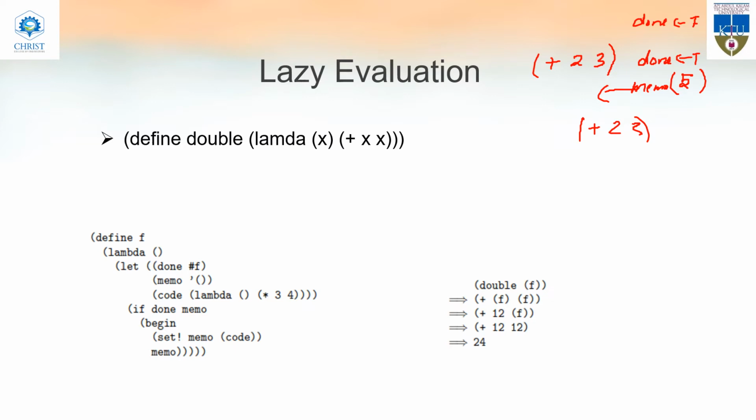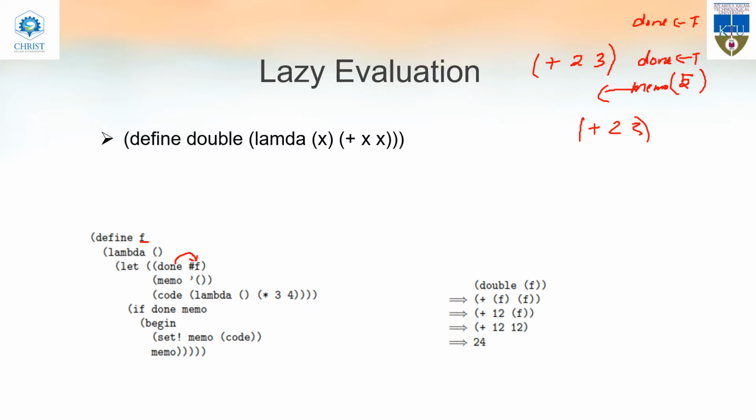So f is a function, and in this function I have initialized done as false. Initially the value of done is false, so I am storing done as false. Likewise, initially the memo, where we store the resultant value, is initialized as an empty list. Clear.